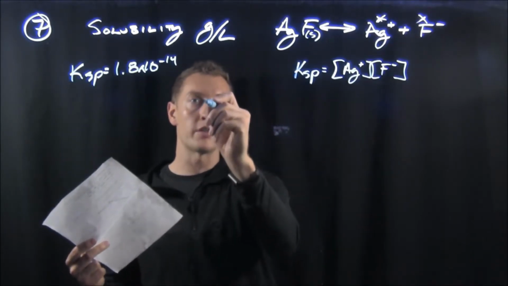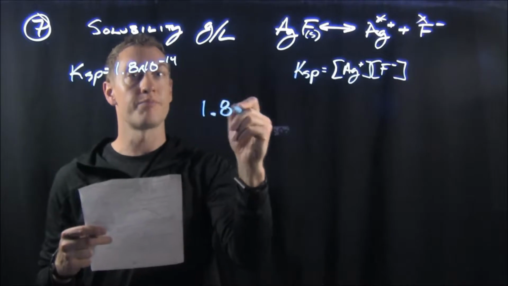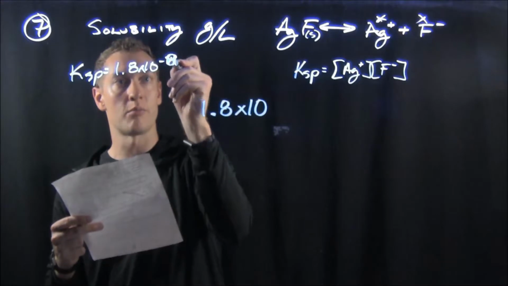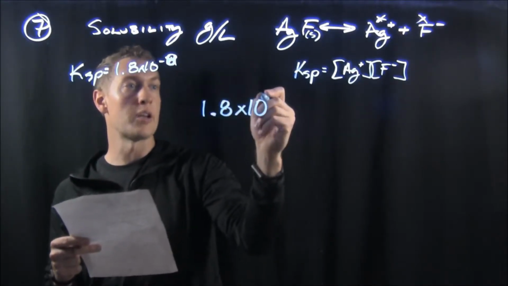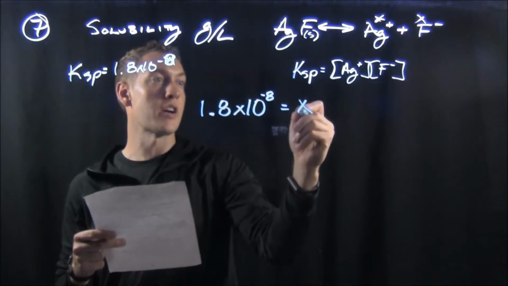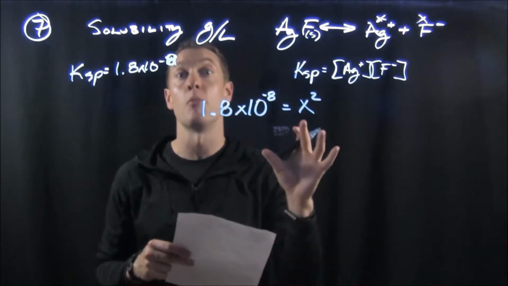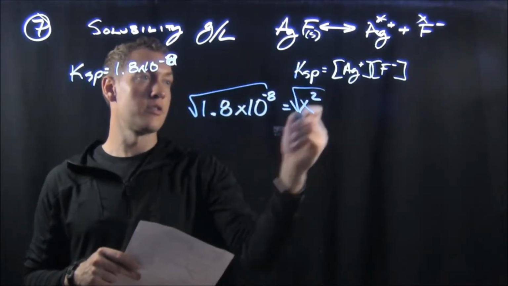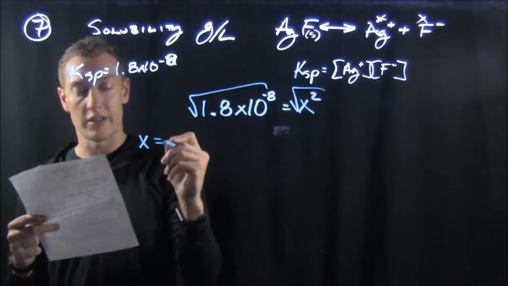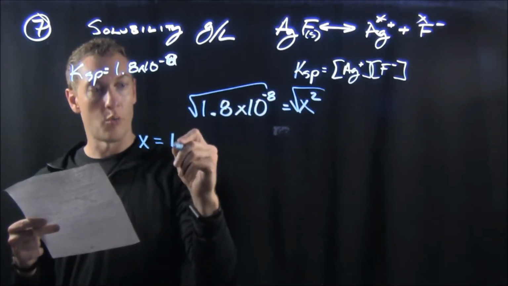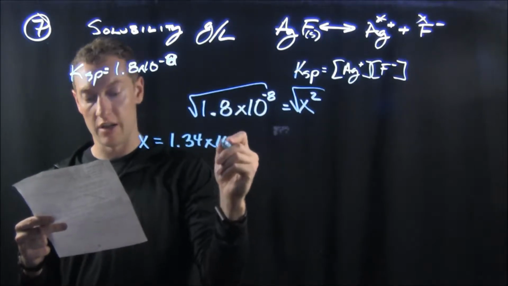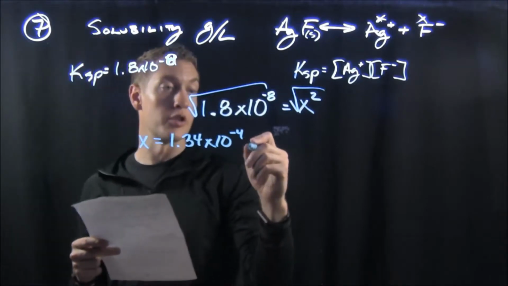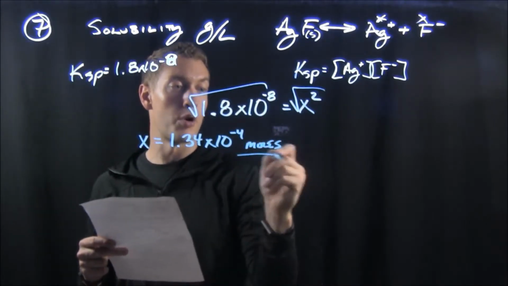We can grab our 1.8. So it ends up 1.8 times 10 to the negative, I wrote that down wrong. It should be to the negative 8th. My bad. All right, so 1.8 times 10 to the negative 8 equals X squared, where X represents the molar solubility. So we'll take the square root of each side, and that ends up with X equals 1.34 times 10 to the minus 4th. Since that's going to equal our molar solubility, that's in moles per 1 liter.